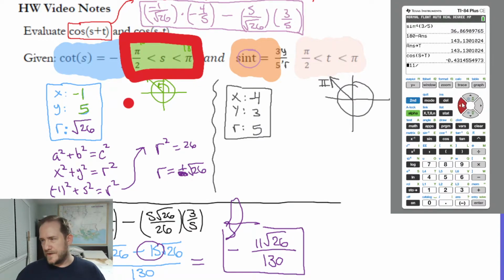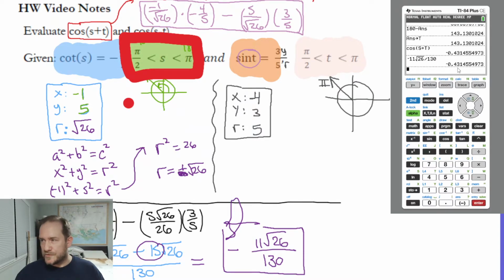I don't know why I just said that. 11 times root 26, and then that whole thing divided by 130. Would you look at that? That's definitely the right answer.